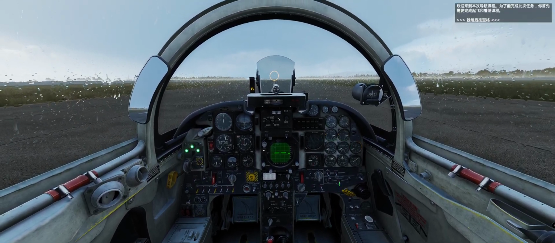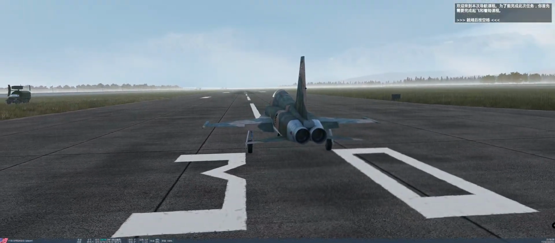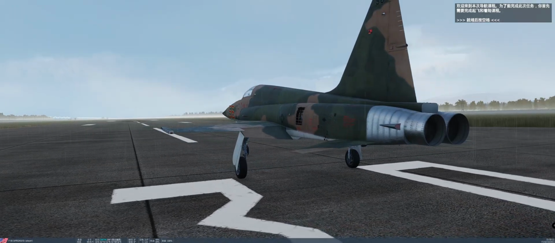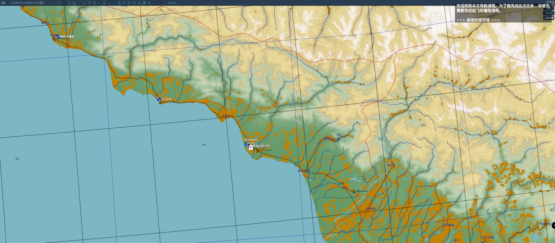Welcome to this training mission devoted to navigation. To successfully complete this mission, you should first complete the takeoff and landing lessons. Press space when you are ready to begin.